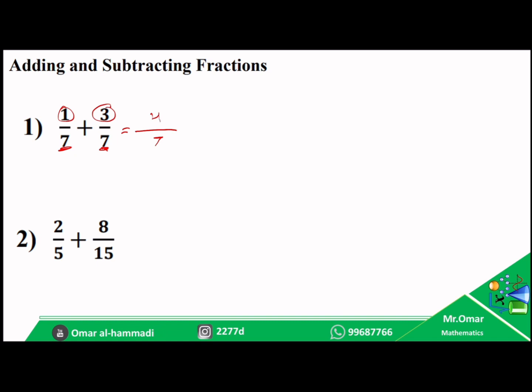Then we have to see, is this one in the lowest term? Meaning, is it in the simplest form? Yes. Is this one a proper fraction? Is the numerator smaller than the denominator? Yes. So we are done. Let's see the other one.